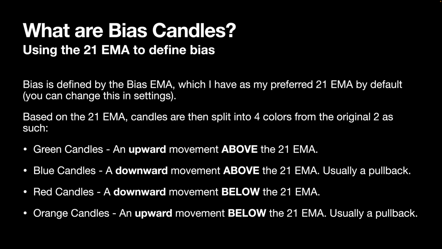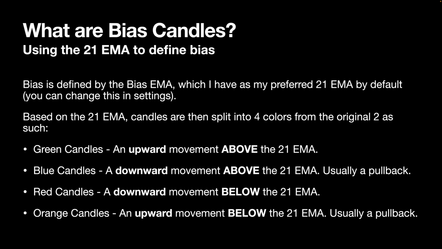So I generally like to think of the 21 as kind of where I'm going to get my bias from. And you can adjust this. You can change it to the 13, the 48, the 200, whatever you choose. You're welcome to adjust it in the settings however you want. But I like to use the 21 to define my bias for me. And that's been very useful over the years.